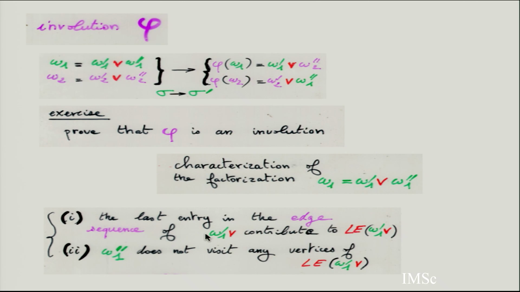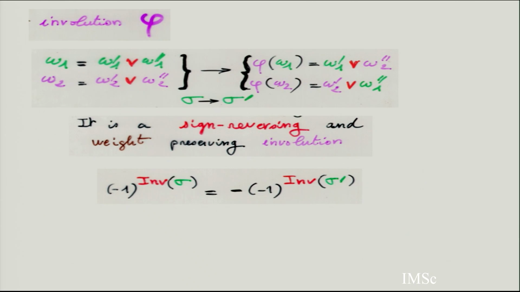You flip the two paths, you do the involution, and you have to show that now the same characterization remains, and you can go back, flip again by using this characterization of where you cut the green path. So see, it's not trivial, and I leave you this as an exercise to think about. It's a little technical, but it's a sign-reversing involution.